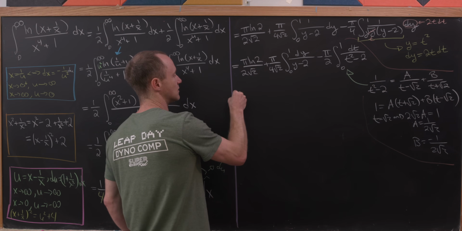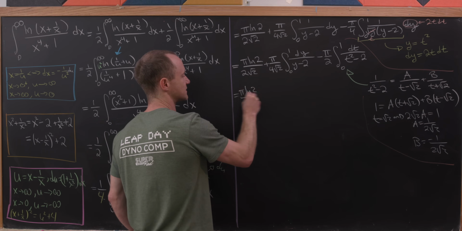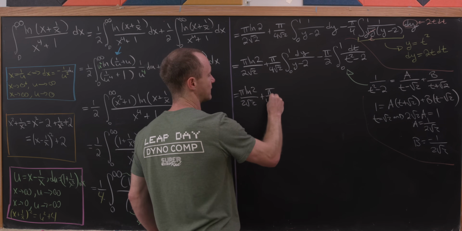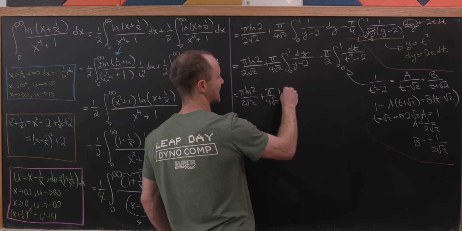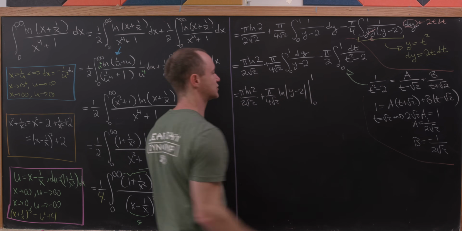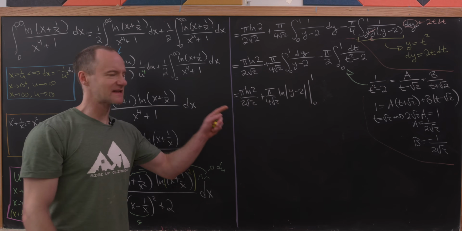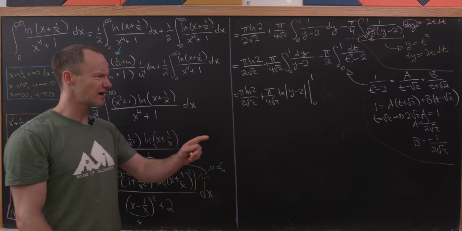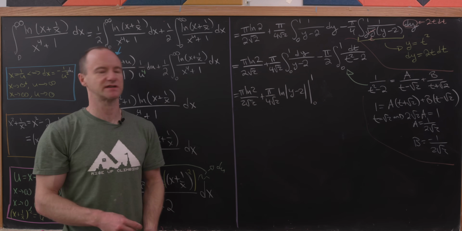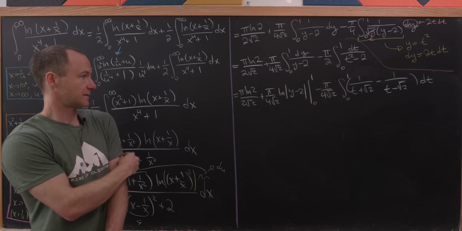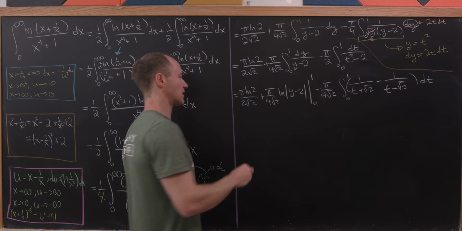Okay, so let's bring some stuff down. So we've got that right there, and then plus pi over 4 root 2 times the natural log of the absolute value of y minus 2 evaluated from 0 to 1. And then let's get that second integral replaced with its partial fraction decomposition, but we'll erase what we have there since we're running out of room in the horizontal. And there we have that. So now let's start our evaluation.